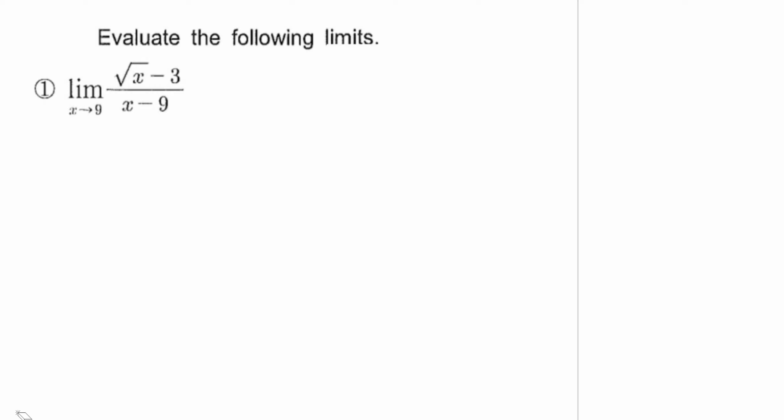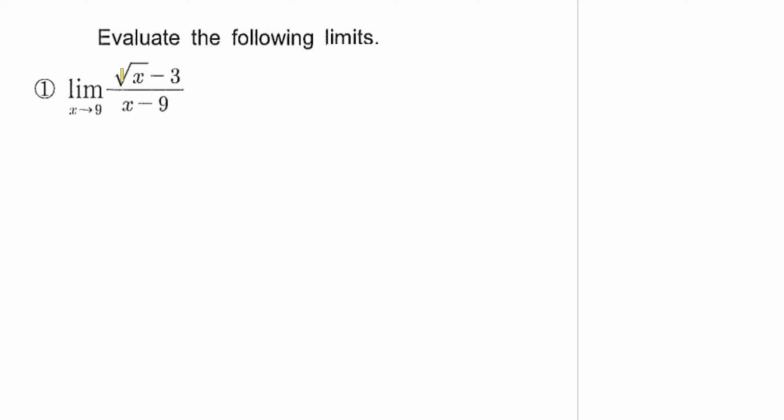For this homework video guide, we will continue to evaluate the following limits. For question number 1, this limit is approaching 9. If we apply a direct substitution step, we will get 0 over 0. So we need a brand new algebraic step to solve this particular problem.